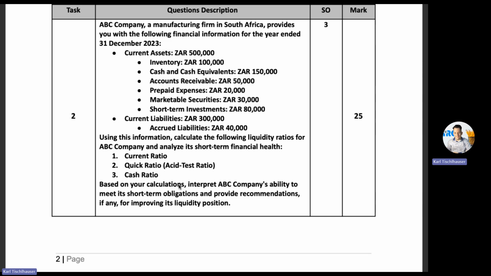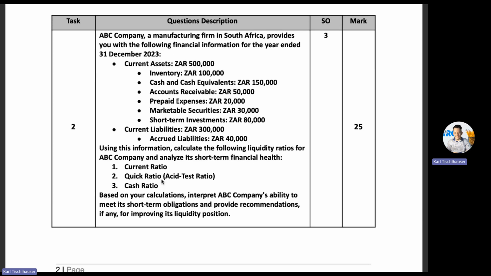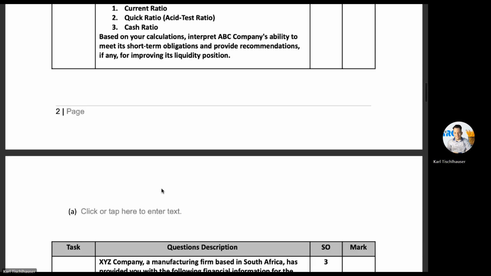It says based on calculations, interpret ABC Company's ability to meet its short-term obligations and provide recommendations, if any, for improving its liquidity position. And that is for 25 marks. A good, solid question. Let us keep going.